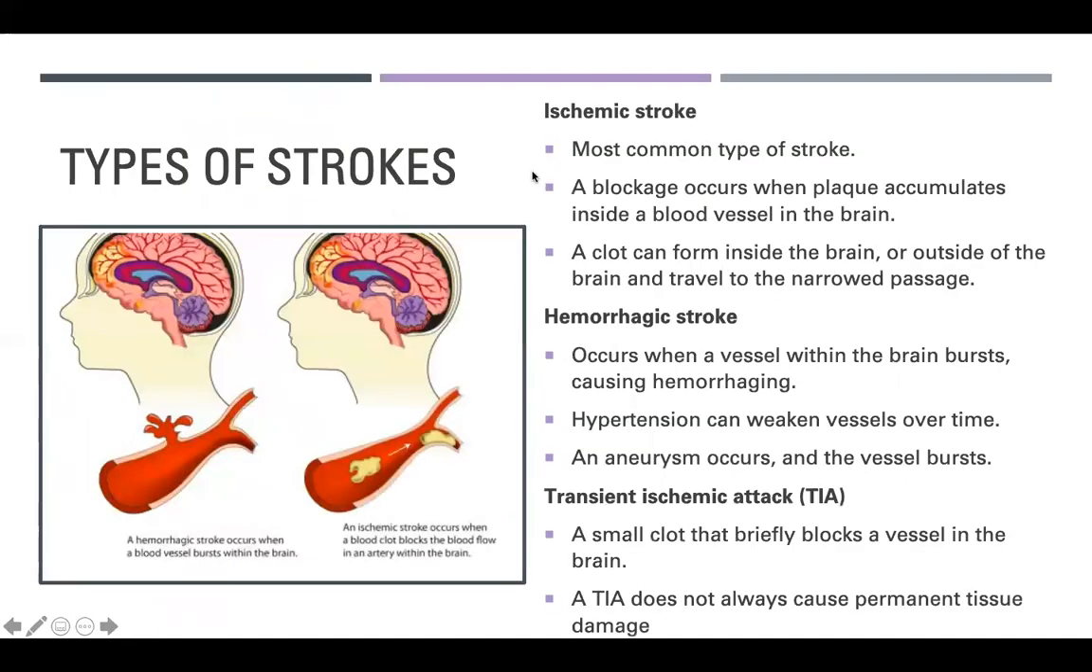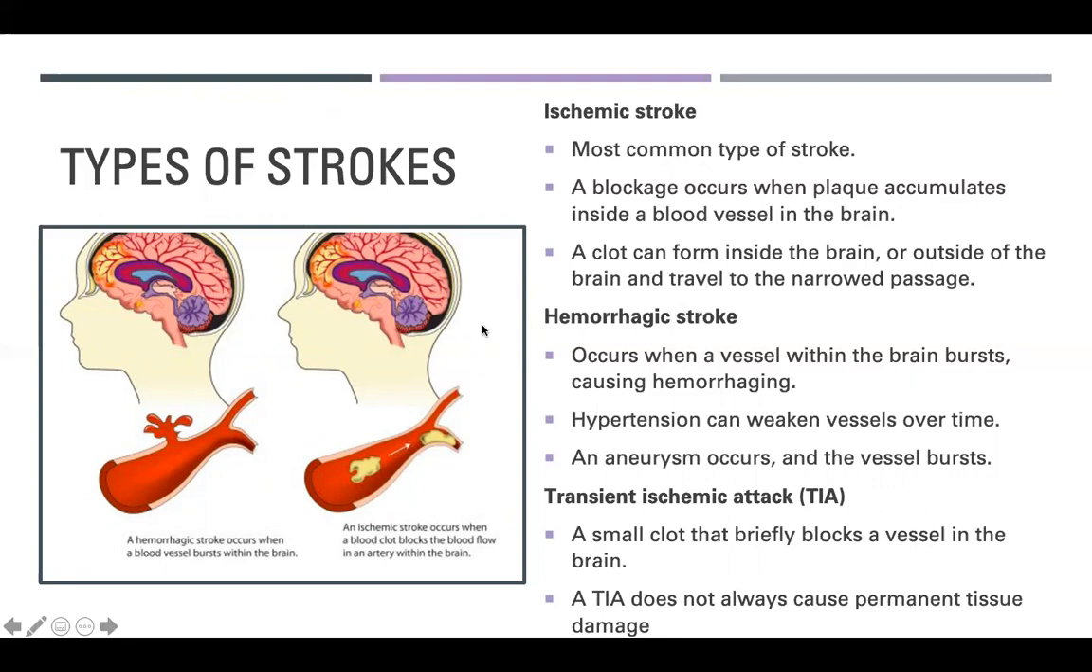So there's three types of strokes. Ischemic stroke and the transient ischemic attack are quite similar or cause kind of the same thing. An ischemic stroke is the most common, and it's when a blockage forms when plaque accumulates inside a blood vessel in the brain, and then a blood clot is kind of thrown into the equation. The clot can form in the brain or it can form somewhere else in the body and then travel to the brain. But essentially it reaches the site where the vessel is clogged, and then it's going to cause that blockage and that loss of blood to the brain tissue.